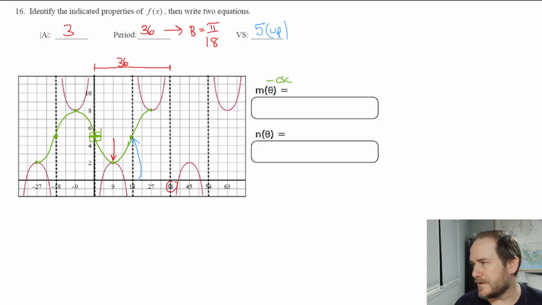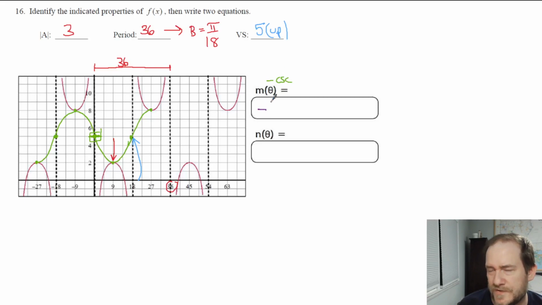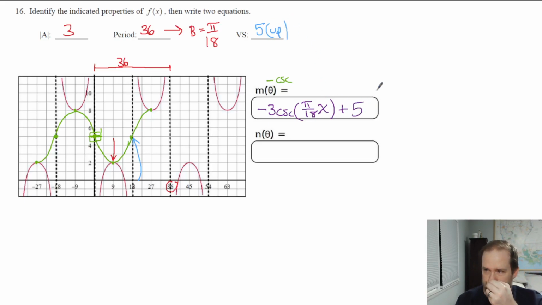Which means writing the equation now should be the easy part. We just decided that if we do a decreasing sine function, negative sine, then we won't need a phase shift. And so sine is the reciprocal of cosecant, so we'll write a cosecant equation where we have negative 3 times the cosecant of our b value, pi over 18. And we just said we don't need a phase shift, so it's pi over 18 times x, close parentheses, plus 5. And that's it.